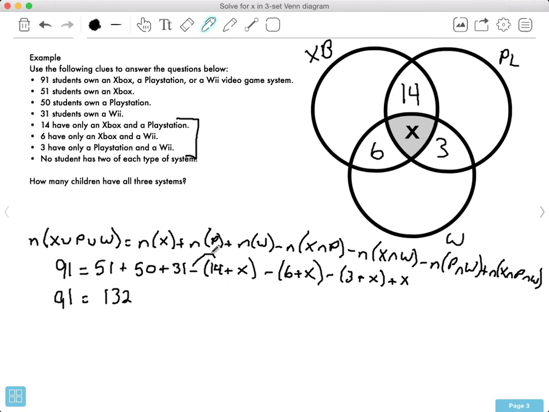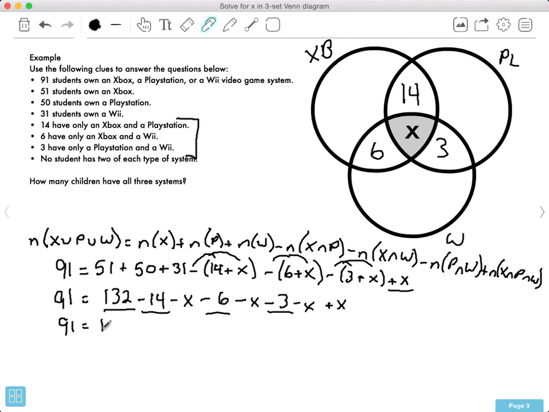These negatives have to be distributed through these brackets. So I get 132 minus 14 minus X. When I distribute this negative through, I get minus 6 minus X. Distributing this negative gives me minus 3 minus X. And then don't forget this last little one here, plus X. So again, simplifying a little bit more, I'll leave my 91 on the other side. 132 minus 14 minus 6 minus 3. I would type that into my calculator, and that gives me 109.